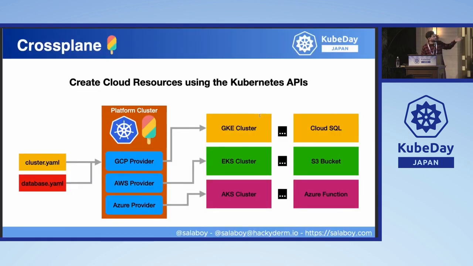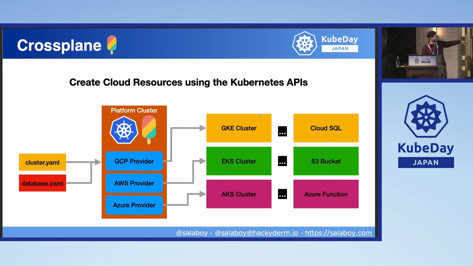So for this demo, I've used Crossplane to create that environment resource. Crossplane is a project that allows you to create cloud resources using the Kubernetes APIs, right? So you can actually create a YAML file to create a cluster in different cloud providers, and Crossplane will have a way to connect to that cloud provider and then create those resources for you.